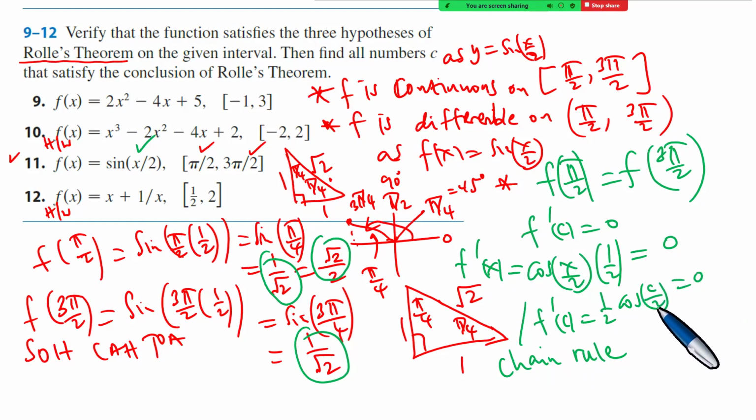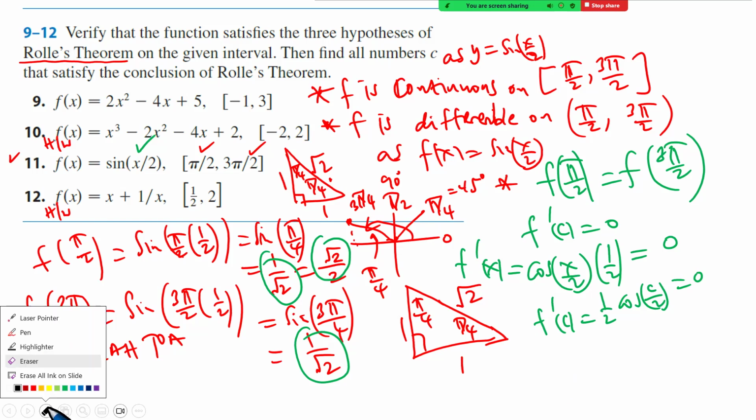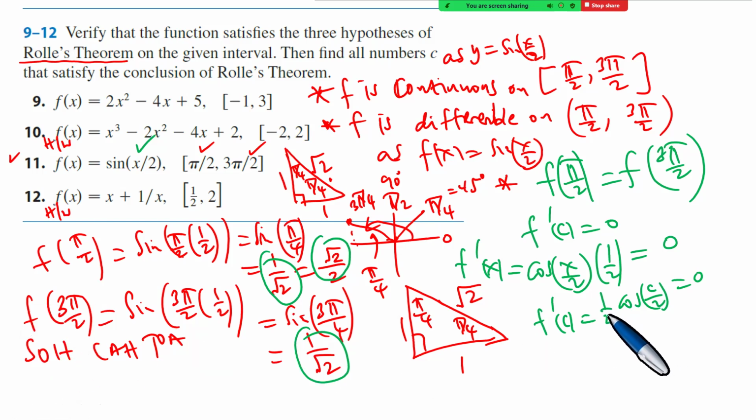Yes, we need to solve for c. Let us solve for c together, given this particular equation. What is the value of c? At this point, if you have 1/2 of cosine c over 2 equals 0, it means that cosine of c over 2 is 0, like so.